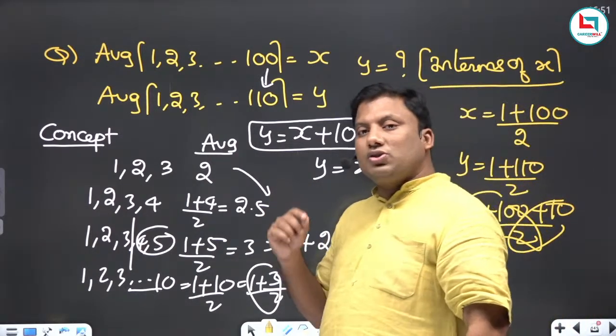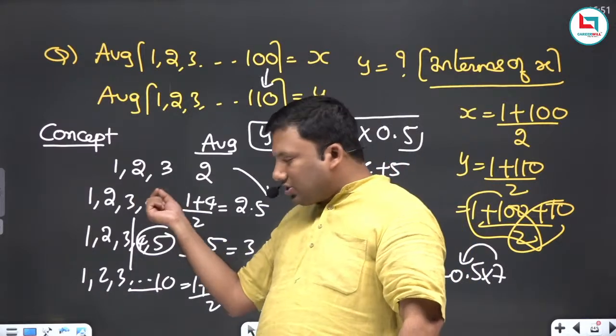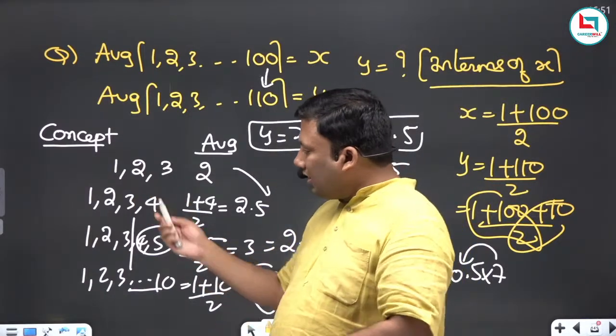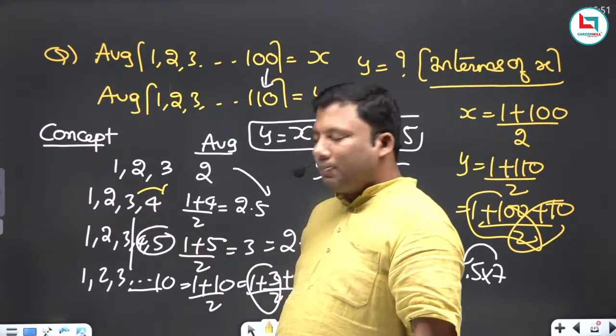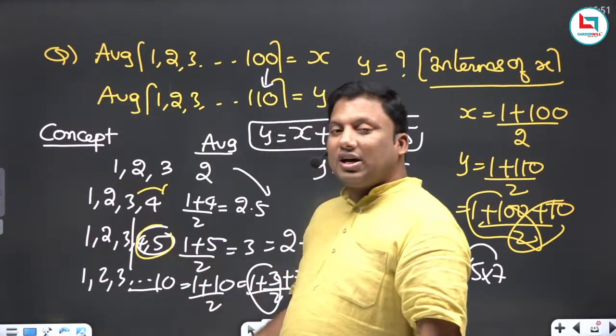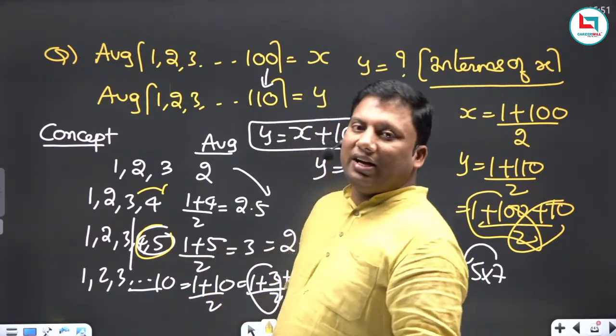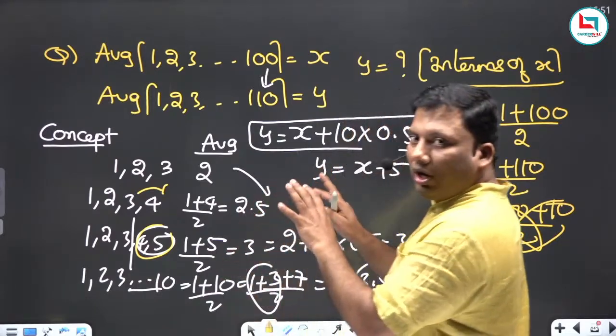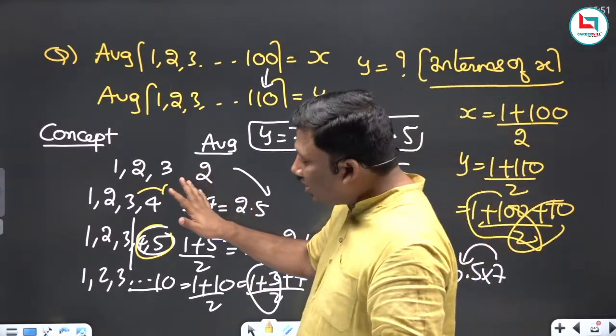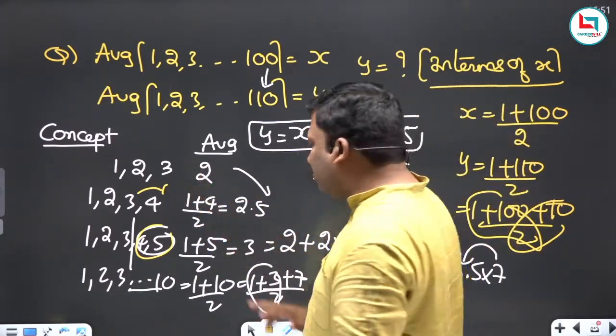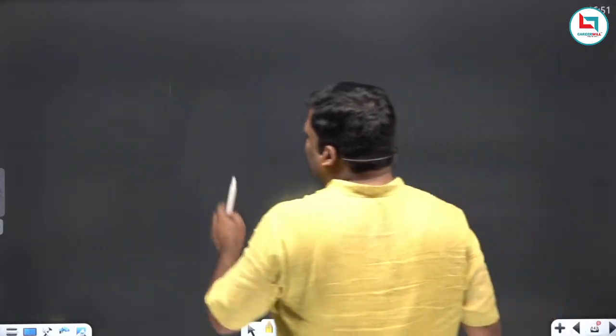But I wanted to stress a point. If the next consecutive natural number is added, the average increases by 0.5. If 2 more numbers are added, it is 2 into 0.5. If 3 more numbers are added, it is 3 into 0.5. Hold this one. This is a very, very interesting observation. From this observation, let us see if something else can be drawn.